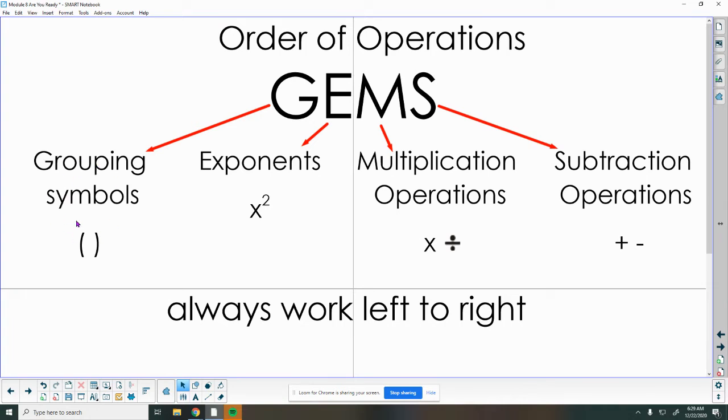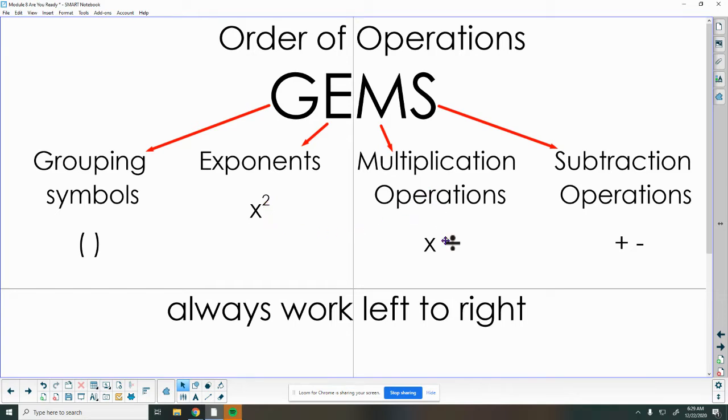So when we are doing order of operations, we always do what's in the parentheses first. So whether it's add, subtract, multiply, divide, whatever's inside the parentheses, that's what has to come first. They put the symbols around it to say, do this first. After we do what's in the parentheses, we look for any exponents, and we're going to spend a lot of time talking about those tomorrow.